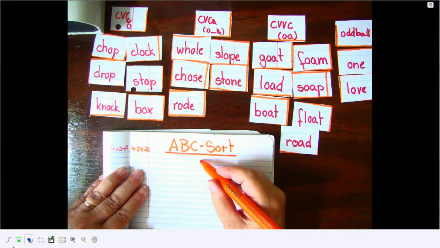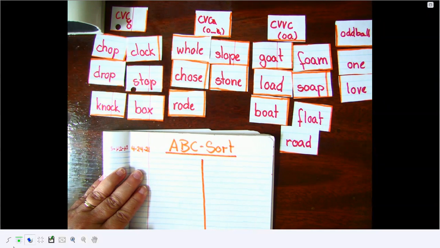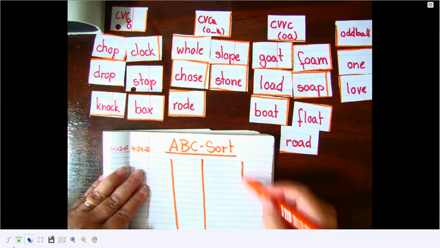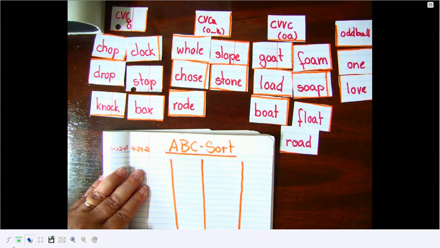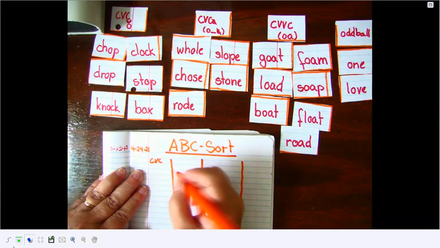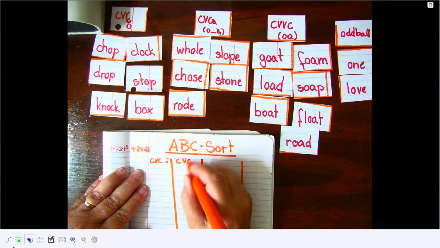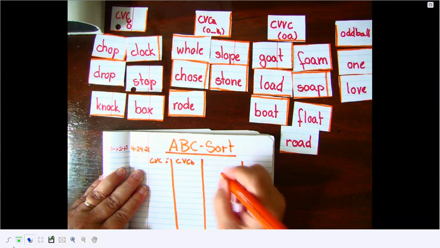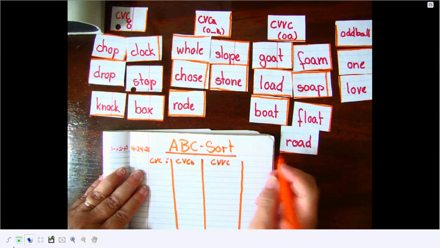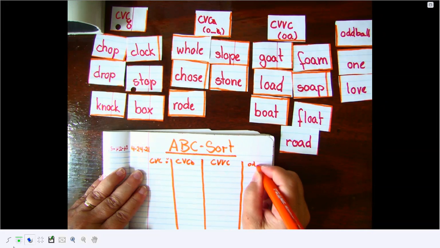I'm going to go ahead and do my 4 columns. I go down the middle. I go down this middle, and I go down this middle. Always half and half and half. Then I write down my headers. I have CVC, which is the short O. I have CVC with the silent E. I have CVVC, and we know that's our OA, and I have oddball.